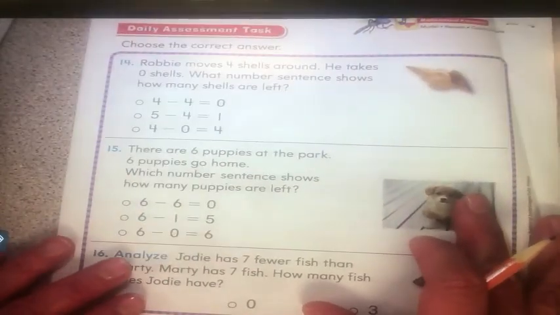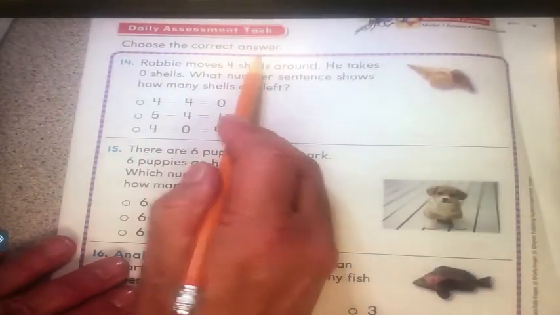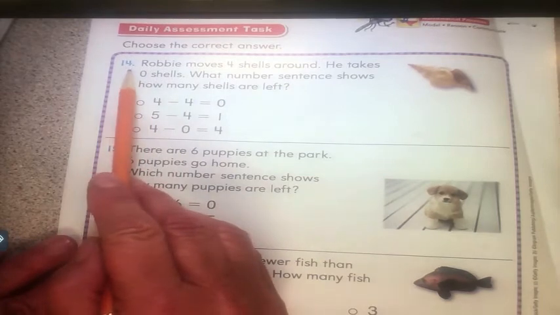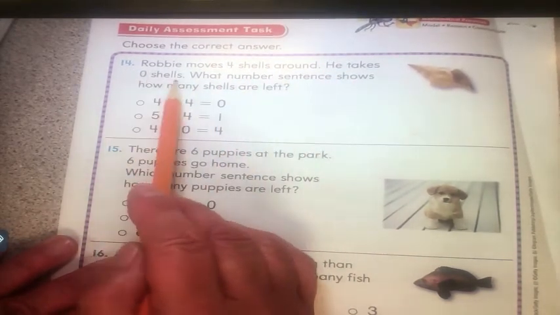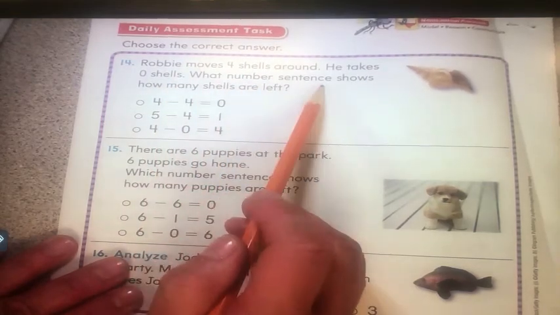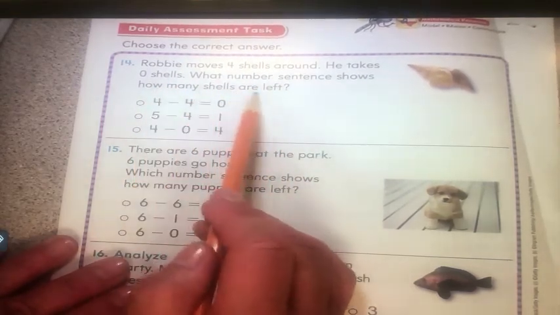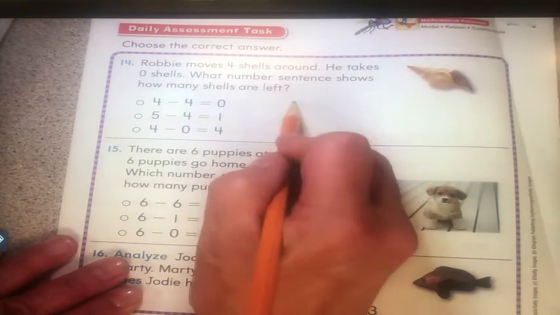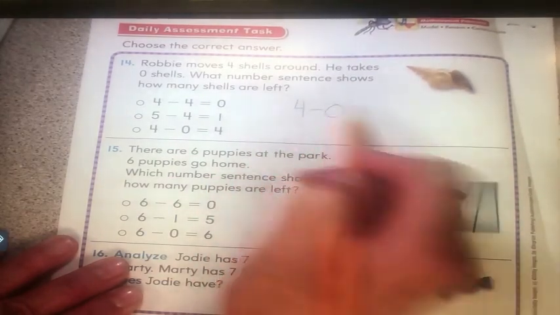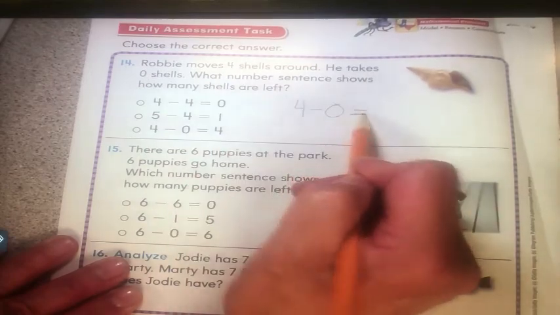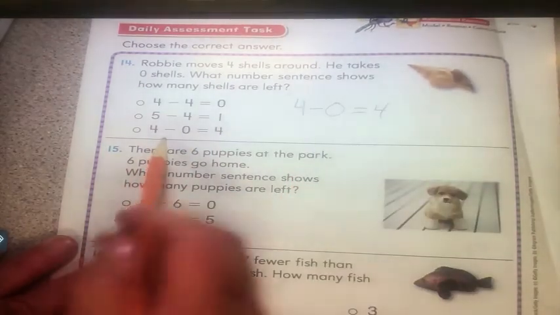And page 186 now. There we go. Choose the correct answer. Number 14, Robbie moves 4 shells around. He takes 0 shells. What number sentence shows how many shells are left? Well, if he had 4 and he took away how many? 0, how many are left? 4. There's your sentence right there.